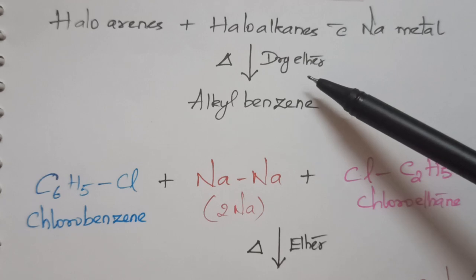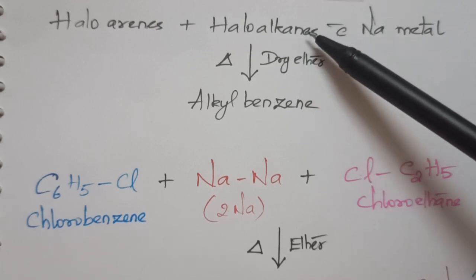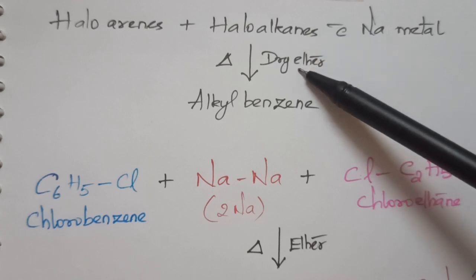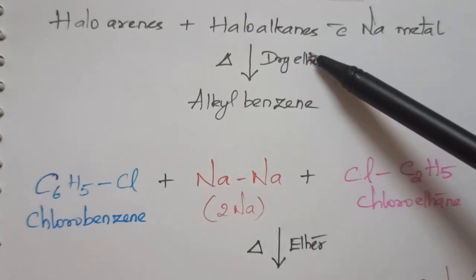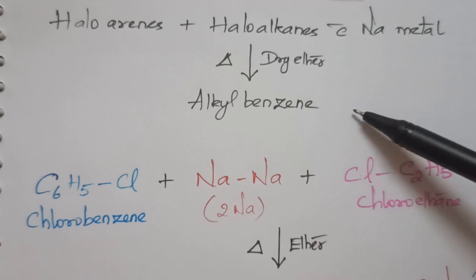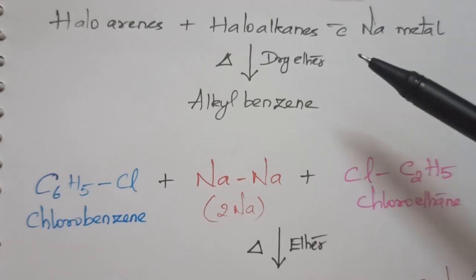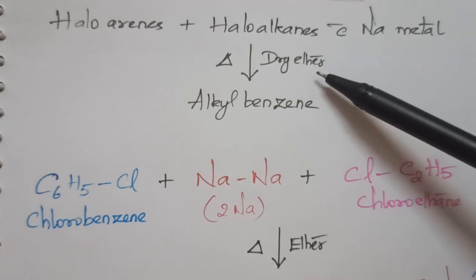Another reason is that if it is a wet ether and contains water, there is a higher chance that it reacts with the haloalkane, and there are more chances of getting an alcohol product. So that is the reason we use dry ether here.